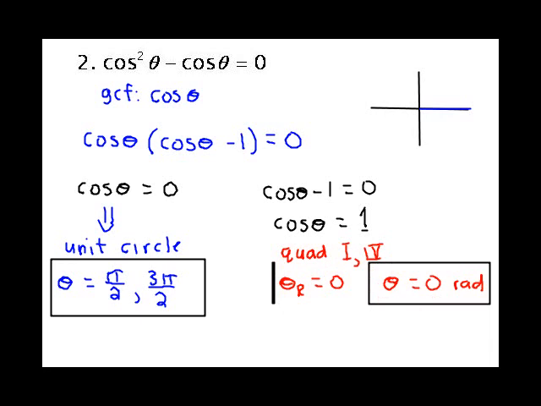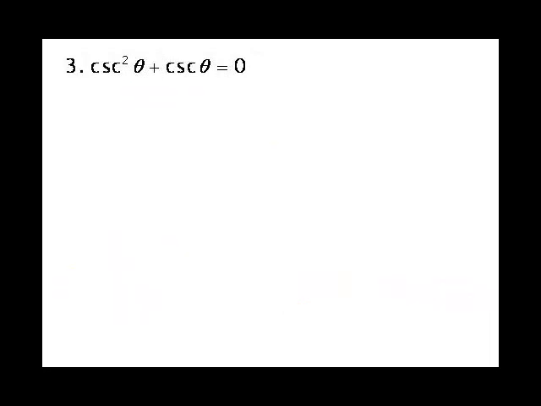Let's take a look at another one. Now, these are all challenging questions. They really force you to get good at the basics. So the ones that you get in homework assignments are very, very important to work on. Now this one works kind of the same way. We factor out a cosecant theta, and that will leave us with cosecant theta plus 1 is equal to 0.